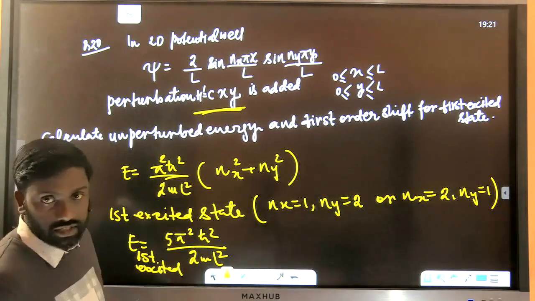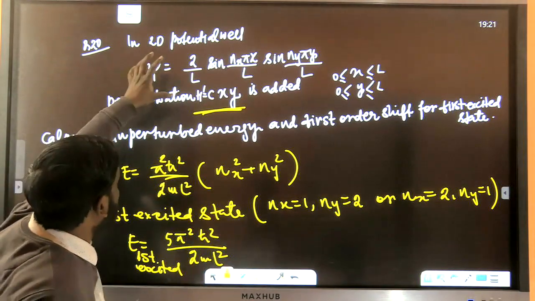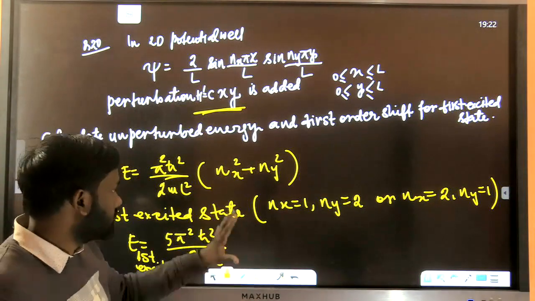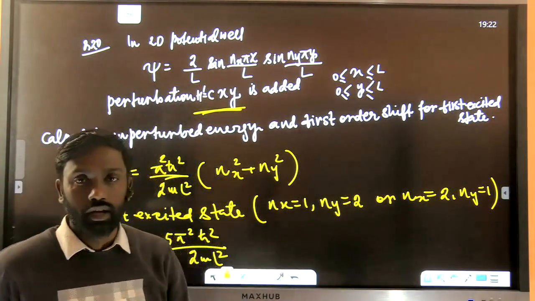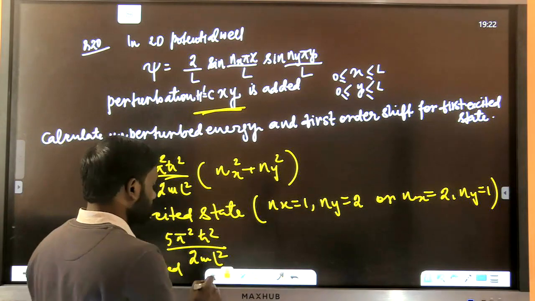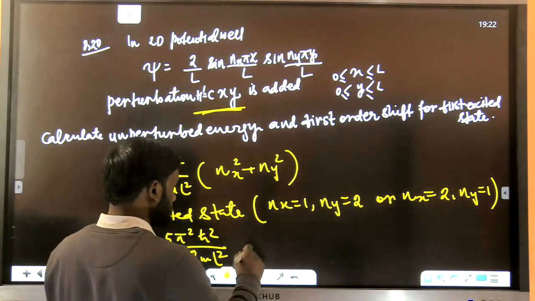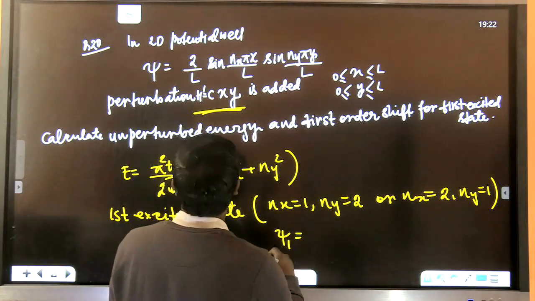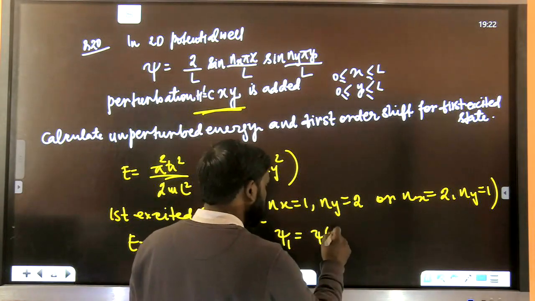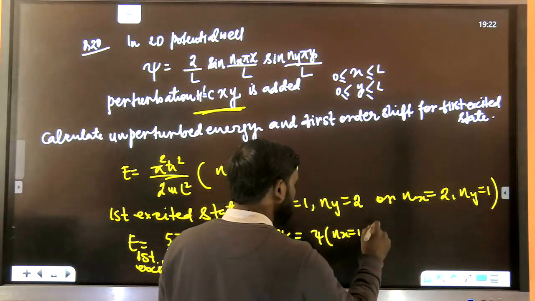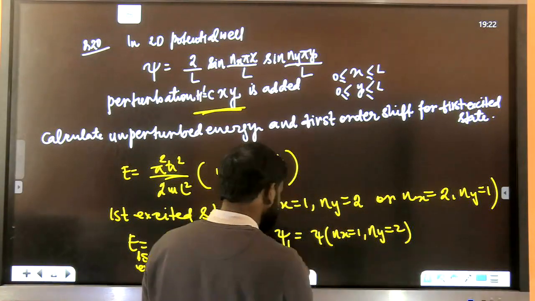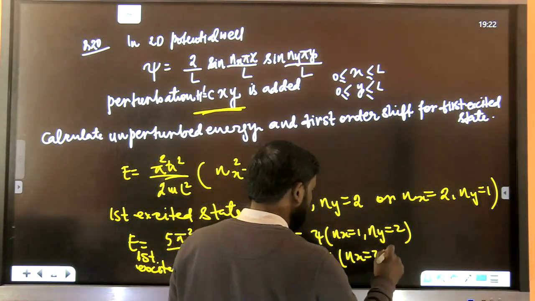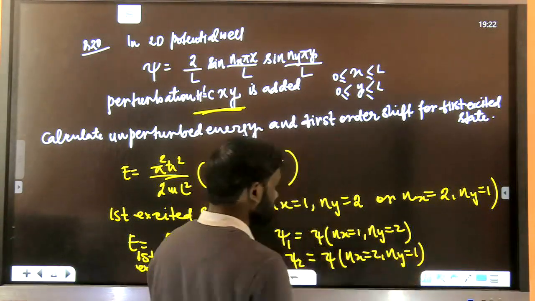So that is the energy of the first excited state. Now if we apply this perturbation to the first excited state, this is a degenerate state, so you'll have to apply degenerate perturbation theory. For that, let's write the wave functions for the first excited state. We can write psi1 as psi with nx equal to 1 and ny equal to 2, and psi2 as psi with nx equal to 2 and ny equal to 1.